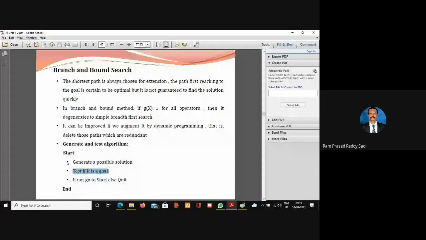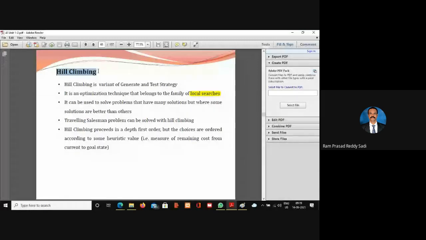This is regarding the branch and bound approach. There is another kind of strategy called generate and test, where we generate a solution and check out whether the solution is correct or not. Hill climbing normally uses the generate and test strategy. And this hill climbing does not fall under the heuristic search alone, but also uses the heuristic.